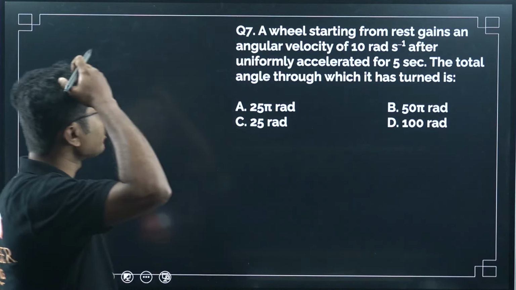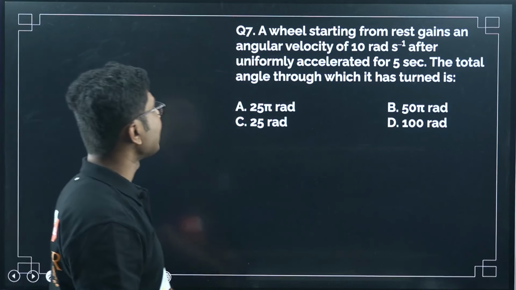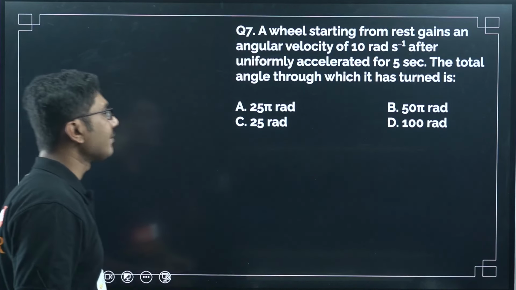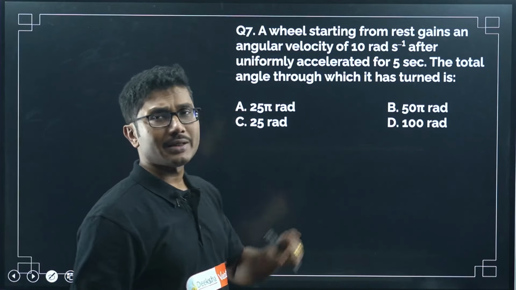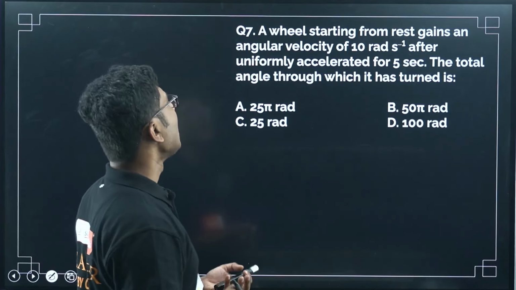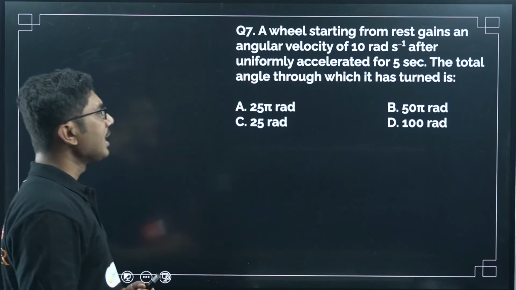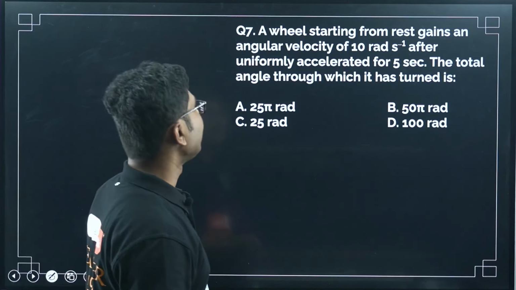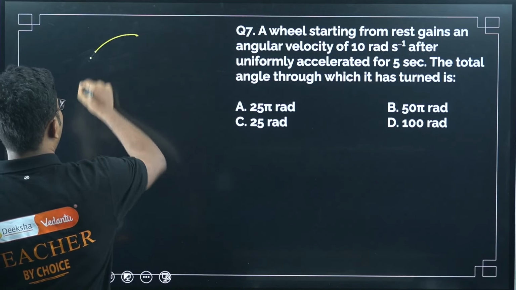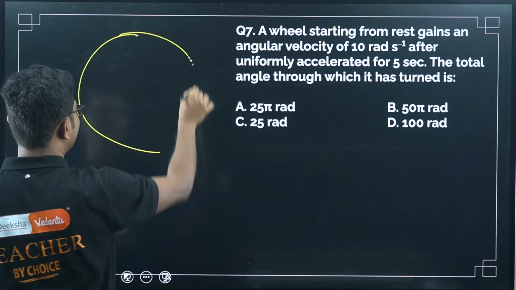Now let's move on to the next question, question number 7. A wheel starting from rest gains an angular velocity of 10 radian per second after being uniformly accelerated for 5 seconds. The total angle through which it has turned is. So they have given a wheel. Suppose this is the wheel.